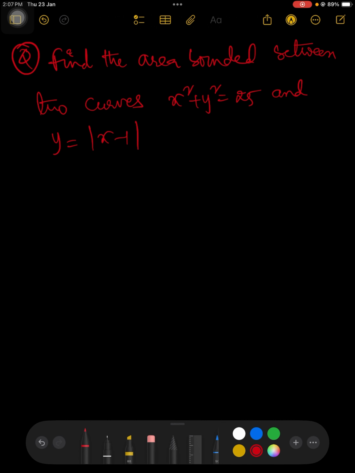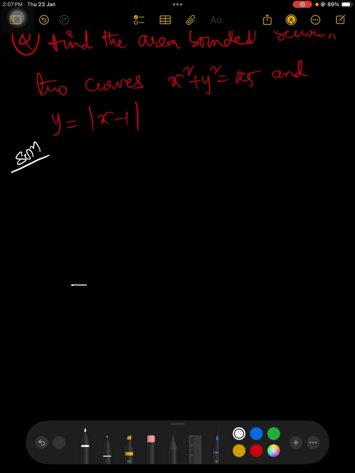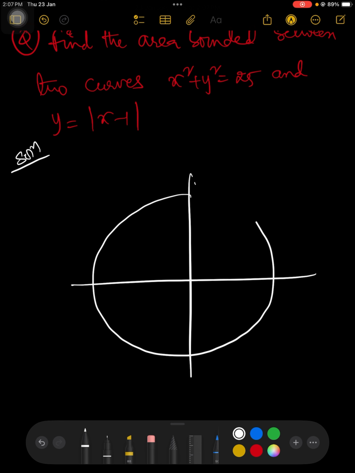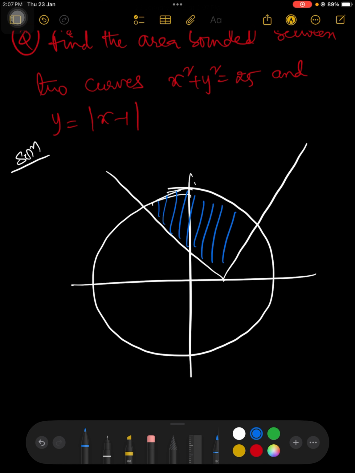Next question we are going to discuss is from definite integration, areas under the curves. Now the question is, find the area bounded between two curves, x square plus y square equal to 25 and y equal to modulus of x minus 1. So suppose x square plus y square equal to 25. We know that it is a circle, right? And y equal to modulus of x minus 1, so it will be like this. Right. Now we need to find the area bounded between these curves, so that we need to find this area, right?